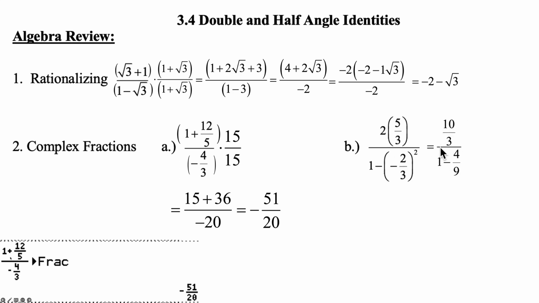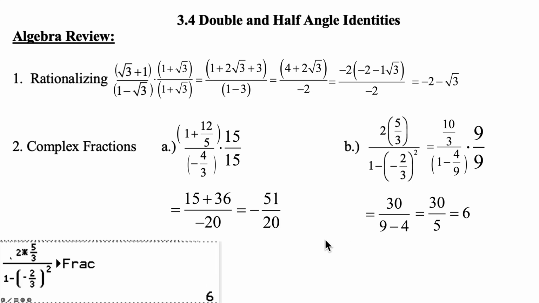So after simplifying this here, now, between the 3 and the 9, the least common denominator will be 9. So that will give me 30. And I'll have 9 minus 4, which is going to be a 5. And 30 over 5 is 6. And again, calculator check. Well, part of my calculator's falling off the screen there. It does give us 6 when we enter it in.